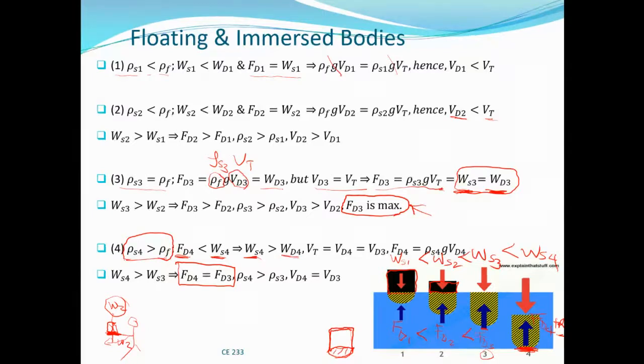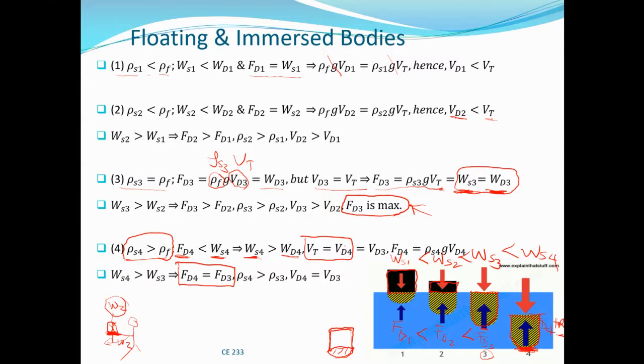So you can define it that whenever a body is immersed partly or fully in fluid, it displaces volume. It displaces its own weight in the fluid in which it floats, or it displaces its own volume in the fluid in which it is immersed. In the third case, the ship completely displaces its own volume. That is why the volume of the ship is equal to the volume of the displaced fluid.